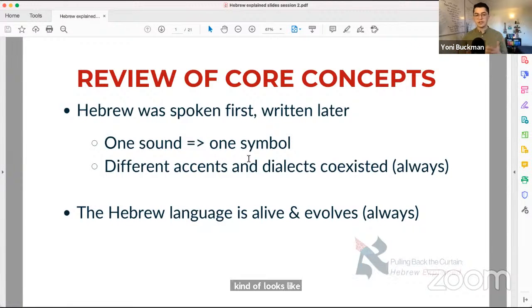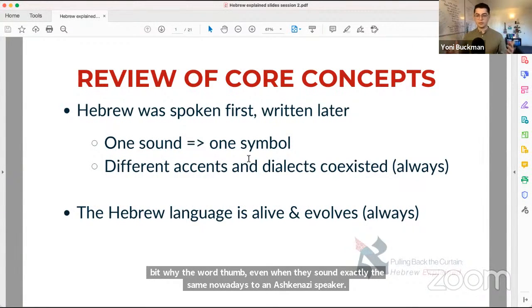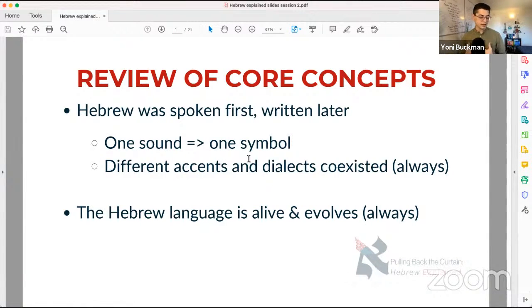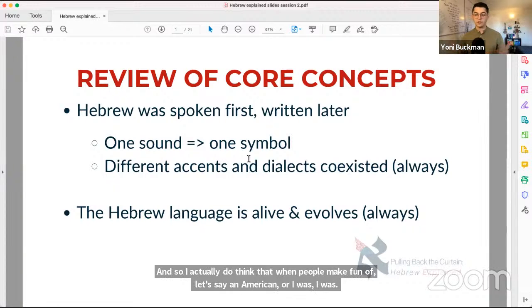The other thing that we talked about is that Hebrew has always had different accents, different dialects coexisting. For anyone who says you have a weird accent, it would be weird if you didn't. Everyone has an accent. There's no way not to have an accent. And often our accents really are tied into our identities. I actually do think that when people make fun of, let's say, an American, or, I feel bad now. In high school, I made fun of a friend of mine who spoke Hebrew with a very thick Russian accent. I should not have done that, right? When you're criticizing someone's accent, I really think you're also criticizing a piece of their identity, and that's something to be aware of. So there have always been accents.